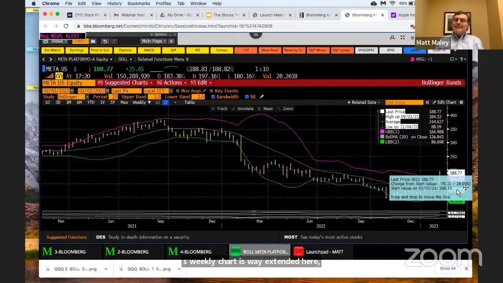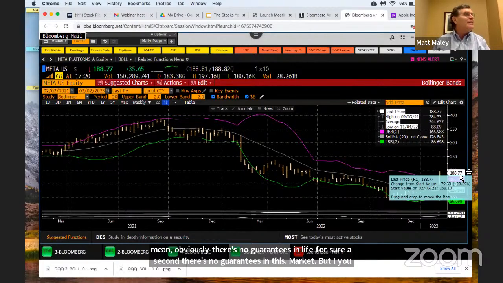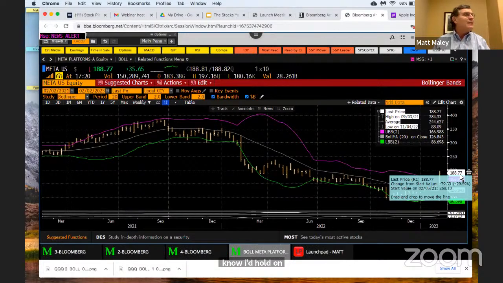So at least, obviously there's no guarantees in life, and there's sure as heck no guarantees in this market. But I'd hold on to those. I think they're going to do well. Meta right now, the stock is at 186 and falling. So I like those puts. I'd hold on to them for a little bit, and we'll see what happens tomorrow.